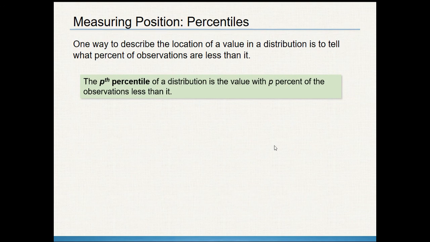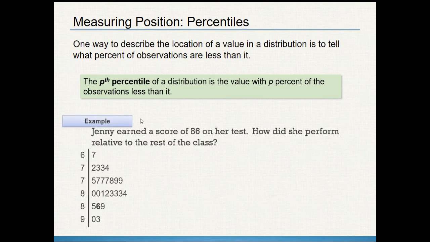All right, so first, the percentiles. One way we can describe the location of an individual value inside a distribution of data is using a percentile. The pth percentile of a distribution is the value with p% of the observations less than it in that distribution. So for example, Jenny earned a score of 86 on her test. How did she perform relative to the rest of the class?